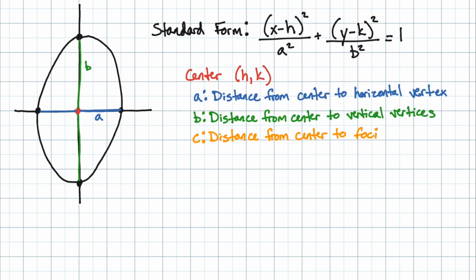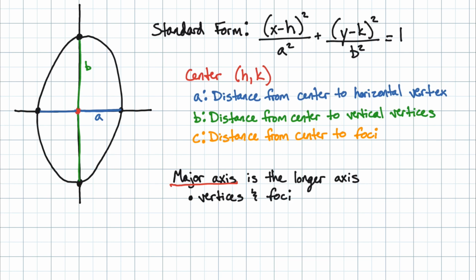So here's what you need to know, particularly with this. I'm going to leave a little bit of space under where I wrote that in yellow. The major axis, and that is a definition we'll be going off of, is the longer axis. And that also determines what orientation of ellipse we have going on. So for our example that we drew in, this is a vertical ellipse because the major axis goes up and down. And something you need to know with the major axis is that the vertices and the foci are always going to be on the major axis.